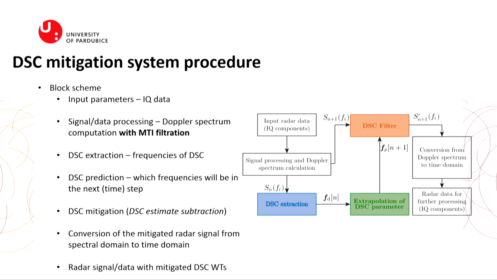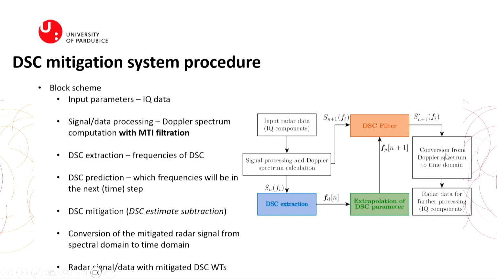So basically I extract DSC components, predict where this DSC component will be in the next time step, and design a filter on the predicted values. In the next time instance I use these values for filtration, and the output will be my spectrum with a subset of DSC components, so the wind turbine influence is mitigated. And this is repeated forever, as this reflection of course keeps occurring.